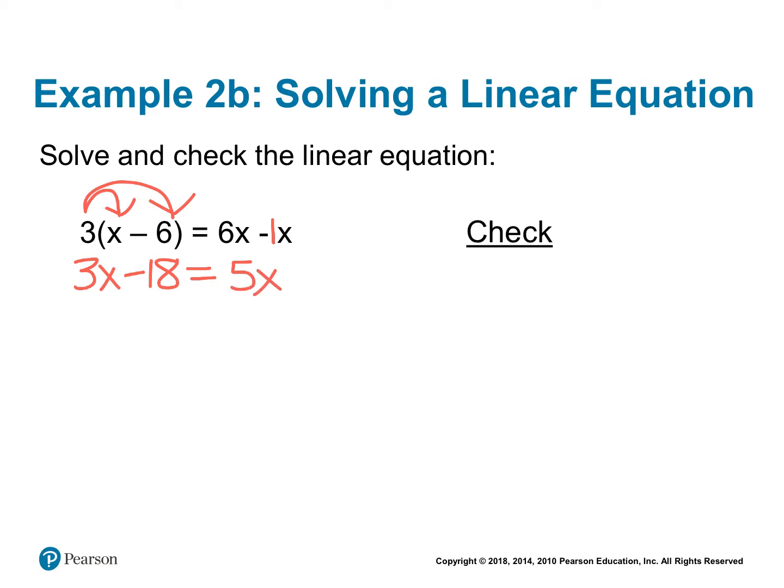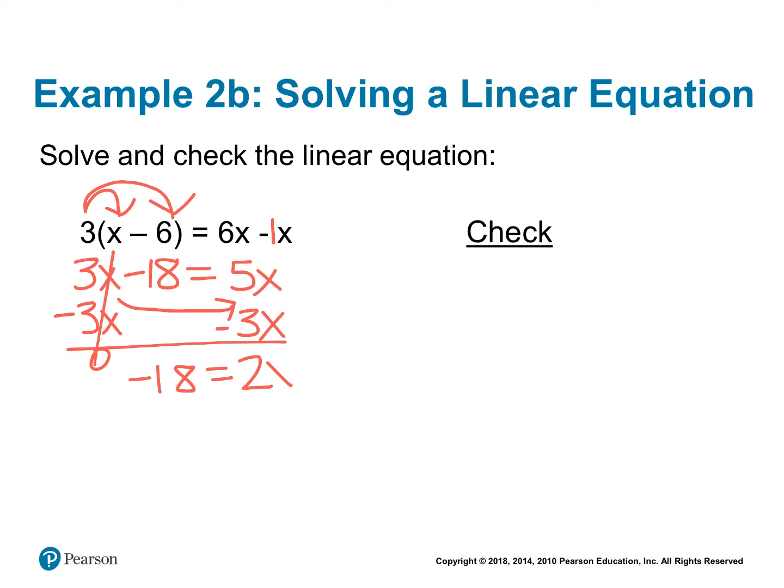Okay, so you have to be careful here. You need to move your letters to one side, but if I moved this 5x, then I would have nothing left on the right. So instead I need to move my 3x over. So to get rid of a positive 3x, I would subtract 3x. That makes 0. So I'm left with a negative 18 equals 2x.